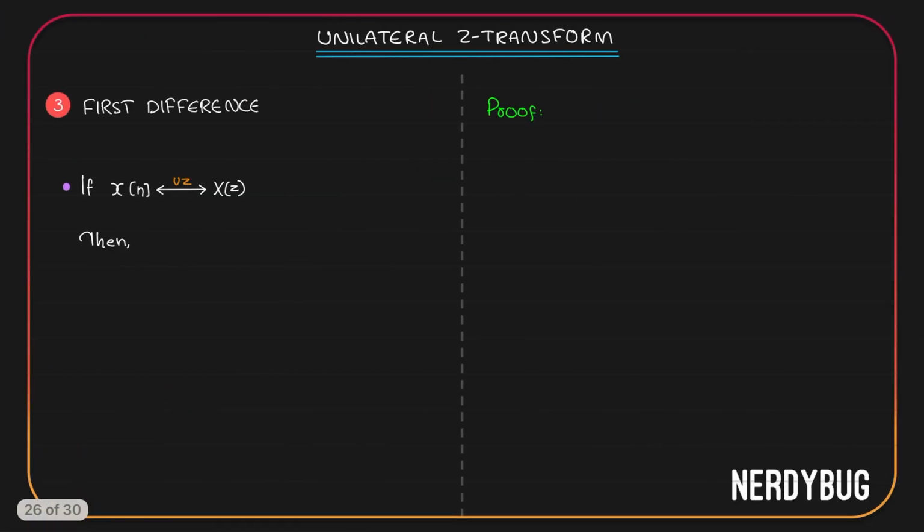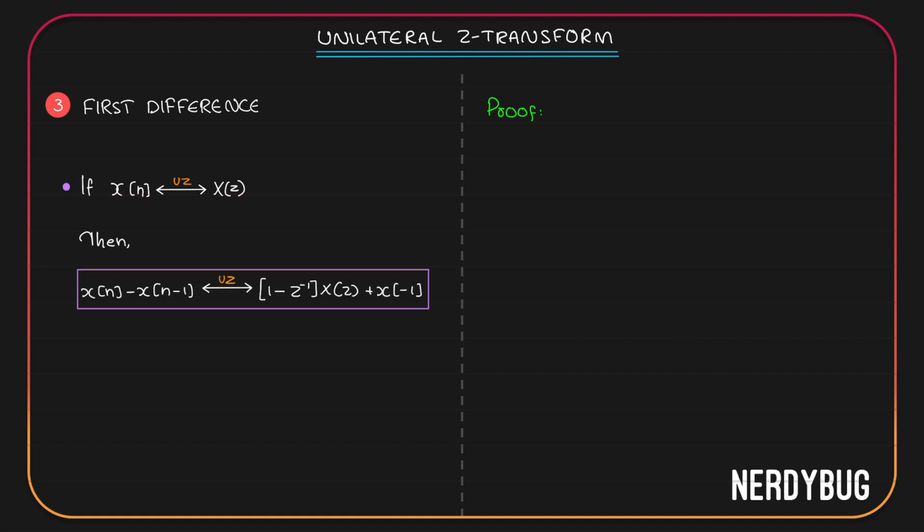Let us see the next property. It is first difference. Assume we have a sequence x of n. Its unilateral Z transform is X of z. Then according to this property, the unilateral Z transform of x of n minus x of n minus 1 is 1 minus Z inverse multiplied by X of z plus x of minus 1. The proof of this is pretty simple.